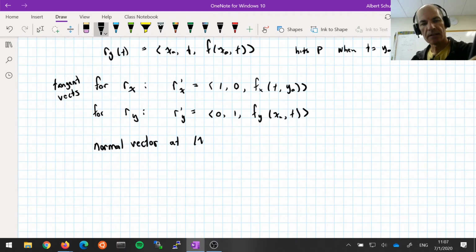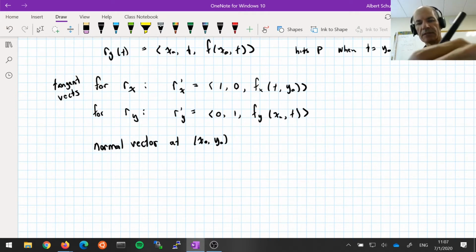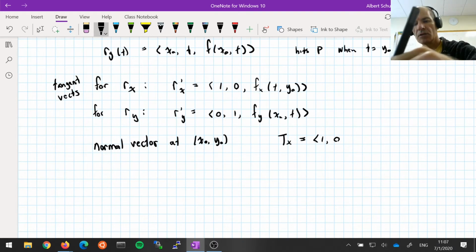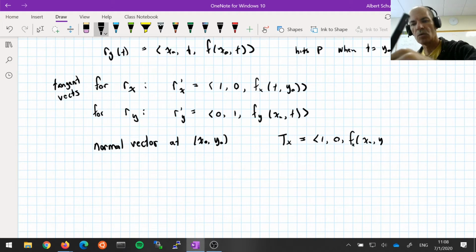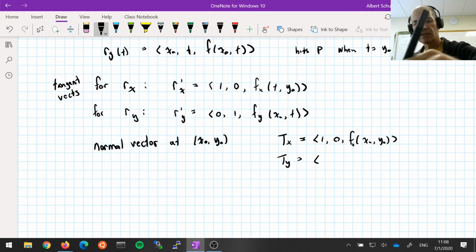at x naught, y naught, let's first get the tangent vectors at x naught, y naught. The tangent vector in the x direction, I'm going to call it capital T sub x just because it's begging to be called that, is going to be 1, 0, f sub x of x naught, y naught. And the tangent vector in the y direction at the point x naught, y naught is going to be 0, 1, f sub y, x naught, y naught, like that.